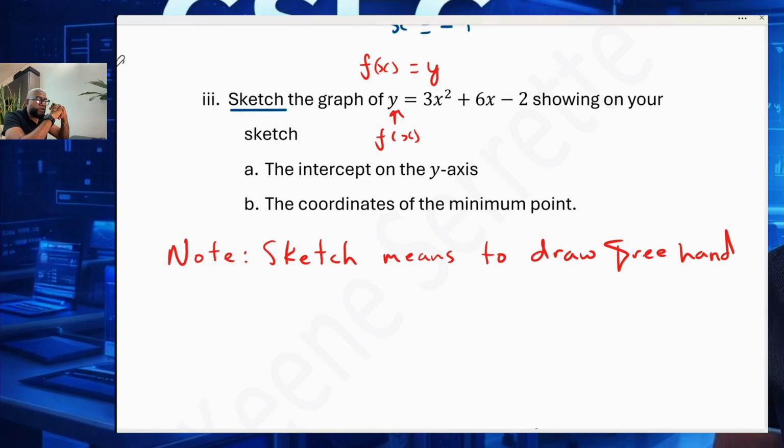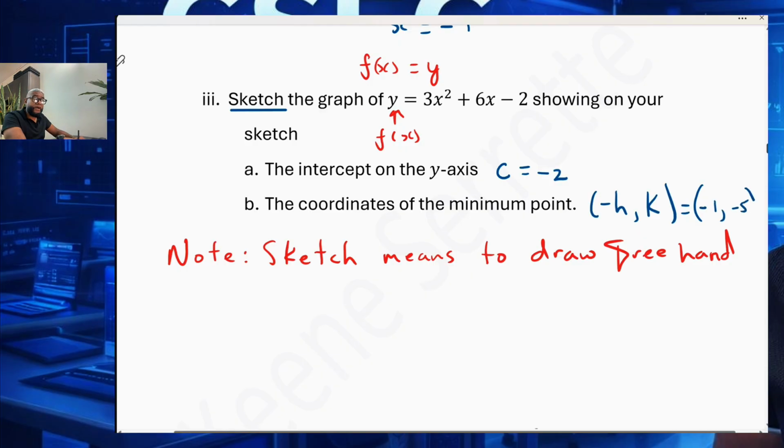And on your sketch, they want us to show the intercept on the y-axis. What is the intercept here on the y-axis? It is the value of c. What is the value of c? c is equal to -2. They also want us to show the coordinates of the midpoint. The coordinates of the midpoint would be given as (-h, k). Right? Make sure you're with me now. What was -h here? It would be -1, -5. So on my sketch, this is all I need to show, right?